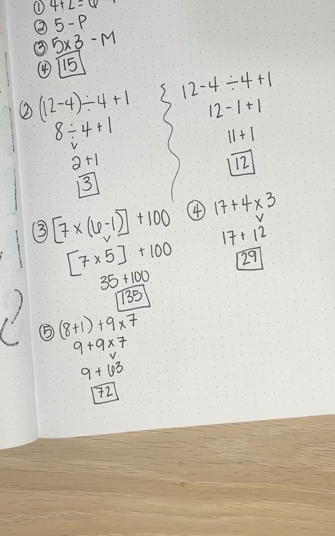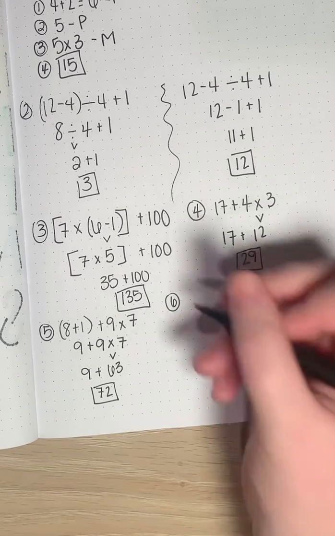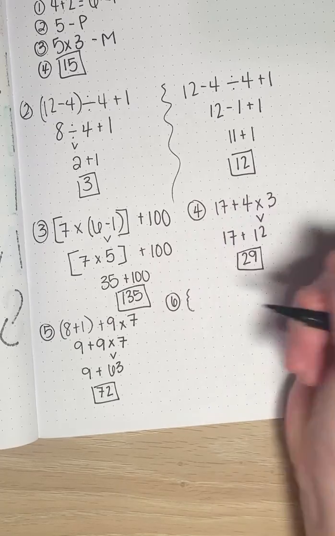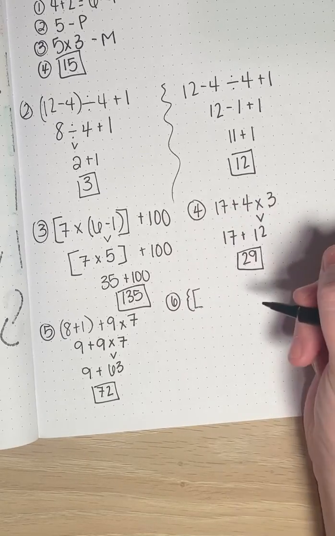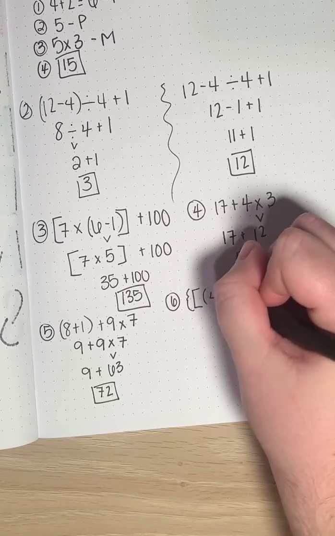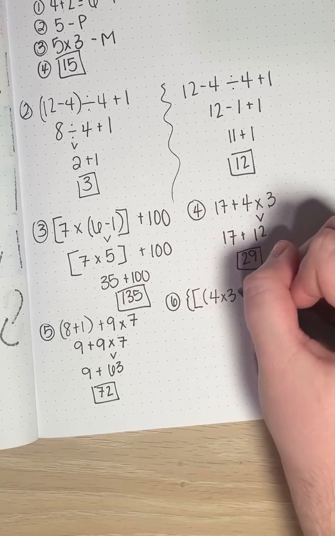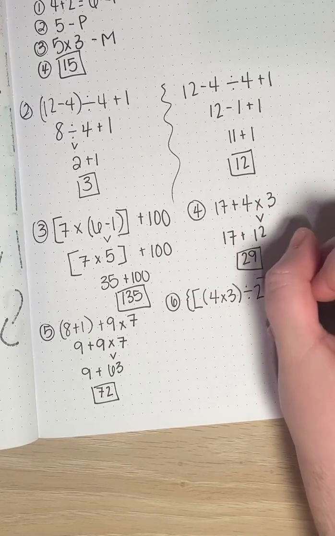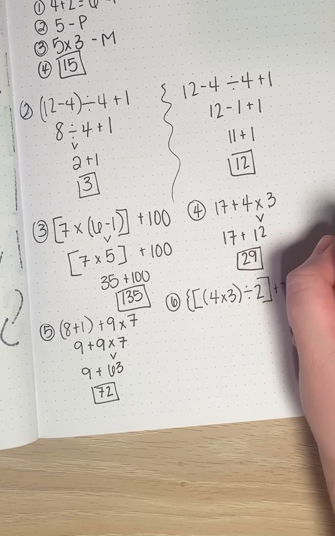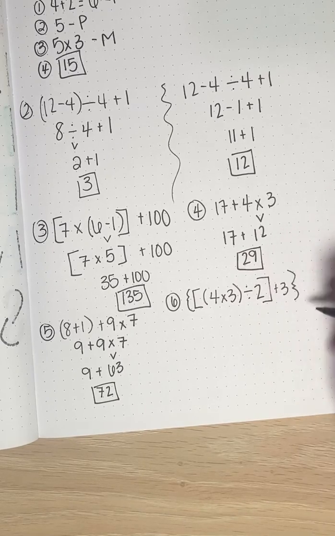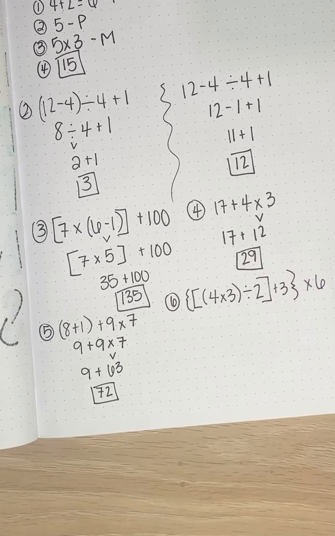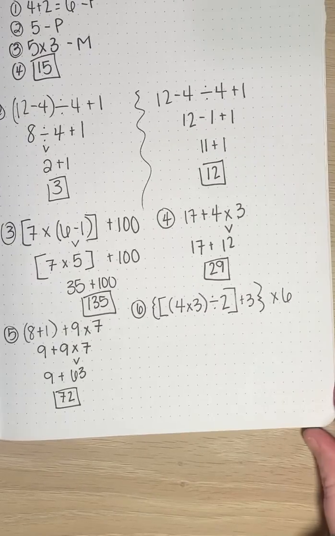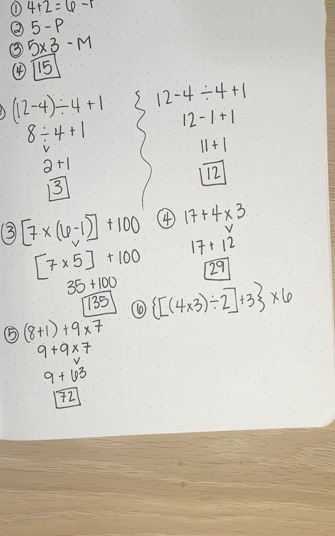All right, and then the last problem we are going to do. All right, this one has a lot of parentheses and brackets, but we can do it. Okay, so I actually start with a brace, then a bracket, then parentheses, 4 times 3, close my parentheses, divided by 2, close my brackets, plus 3, close my braces, times 6. Whoa. Looks like a lot. You guys can do it. Just remember your steps, okay?